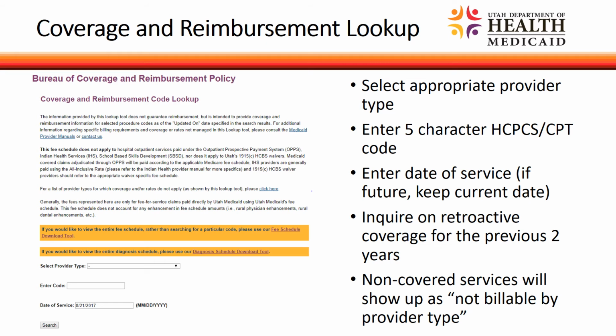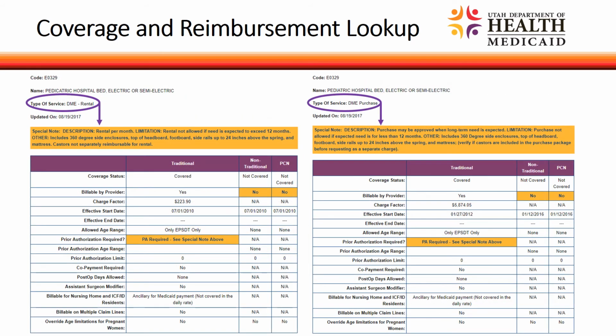You are able to inquire on coverage for the previous 2 years for requests that are being authorized retroactively. Services that are not covered by Medicaid will give a system response that says, "Not billable by provider type." Once you enter all information and click the search button, a page will display that gives you coverage information. Be sure to review all information, including whether or not a prior authorization is required.